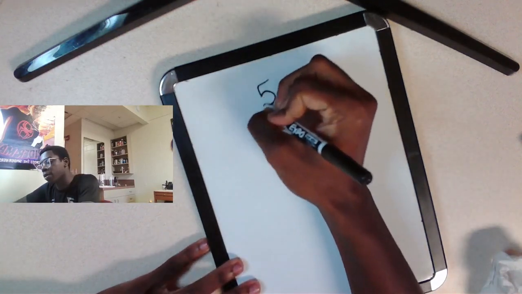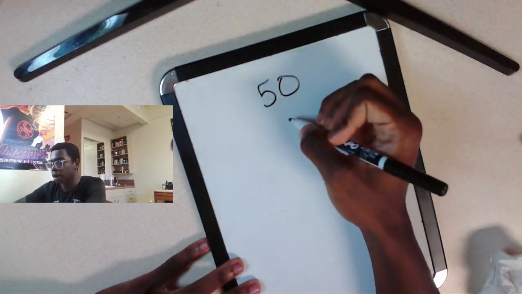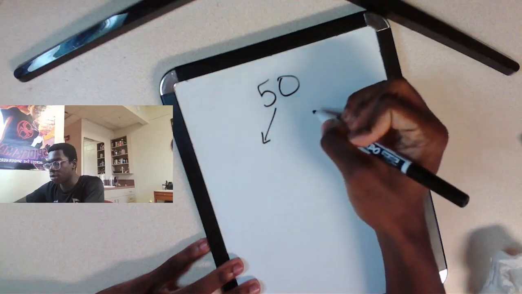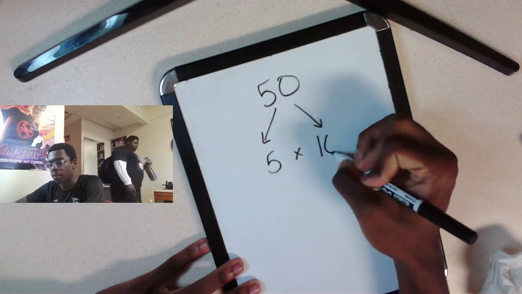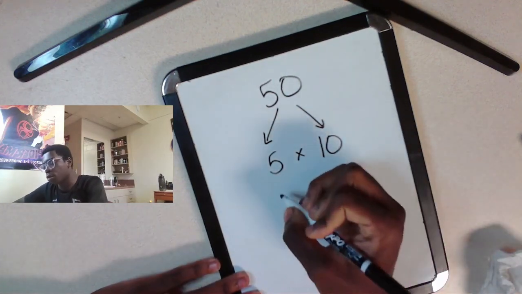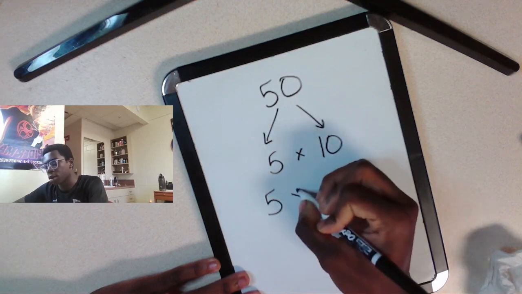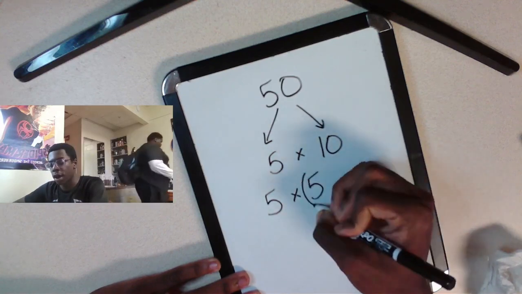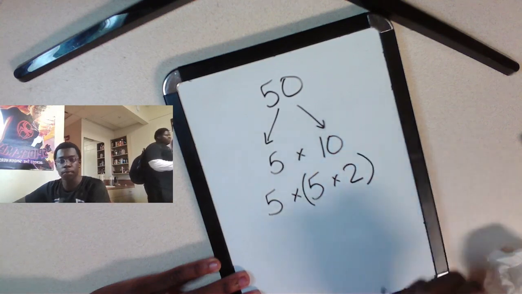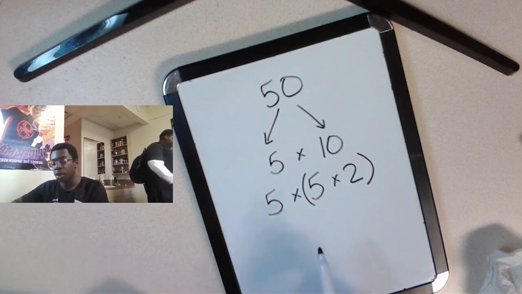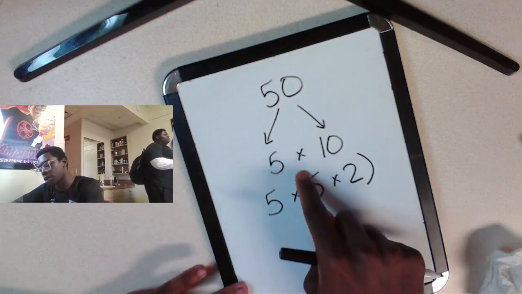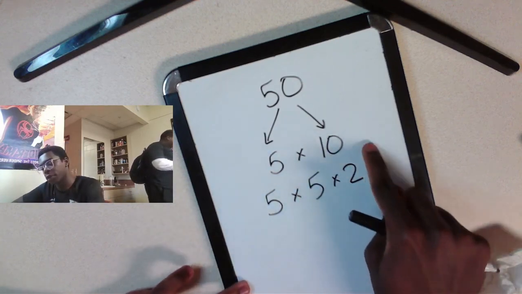So we could have a number like 50. You can break 50 into 5 times 10, right? You can break up 10 though too, right? You can break that into 5 times 2, right? Can we break up 5 anymore? No, we can't. Can we break up this 5? No, we can't. Can we break up 2? No. So this is going to be 50 fully factored.